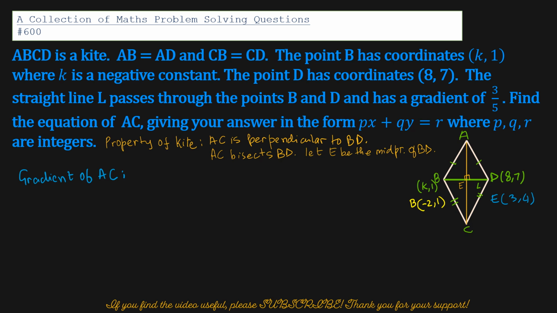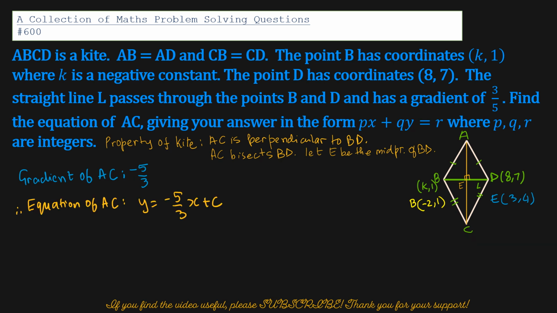find the gradient of AC, because we need to find the equation of AC, and obviously it's of the form y equals mx plus c. So the gradient of AC is minus 5/3, and that is because the product of gradients of AC and BD should be minus 1, as they are perpendicular, and therefore 3/5 times minus 5/3 is minus 1. So therefore the gradient of AC is minus 5/3.